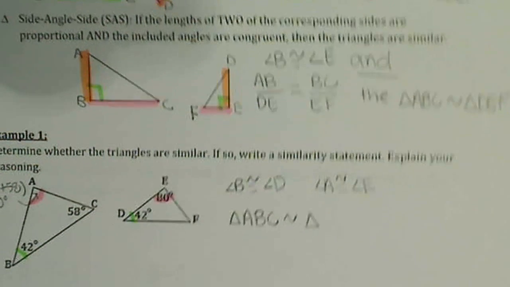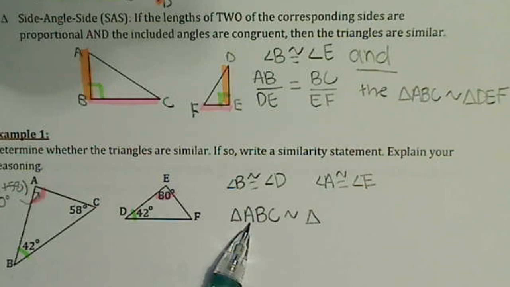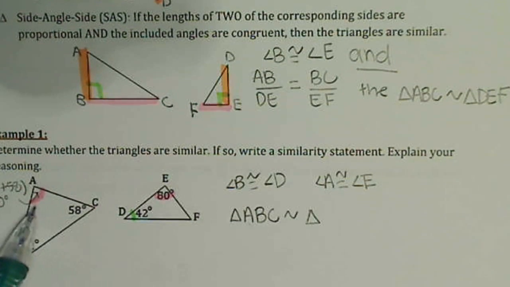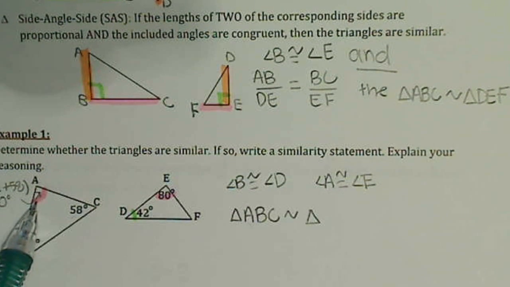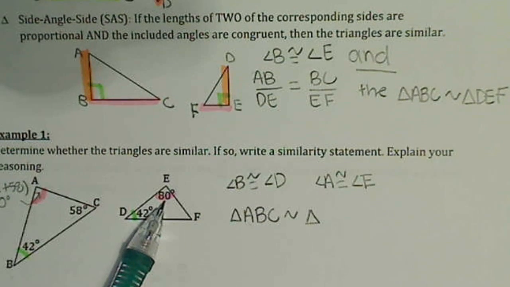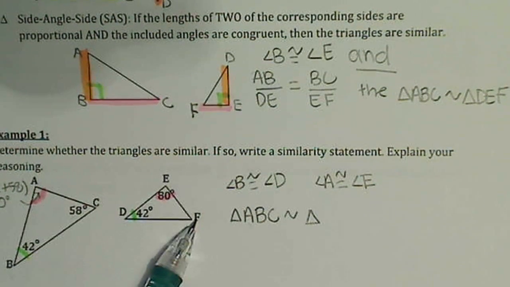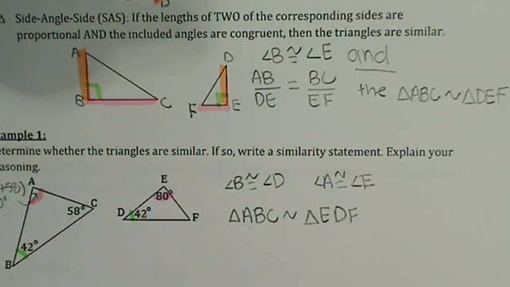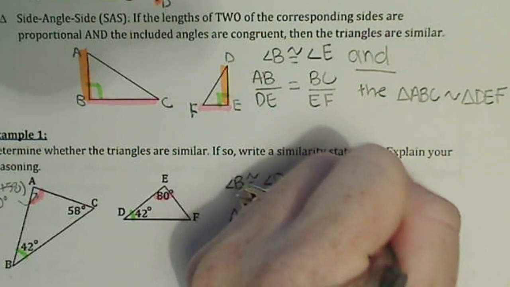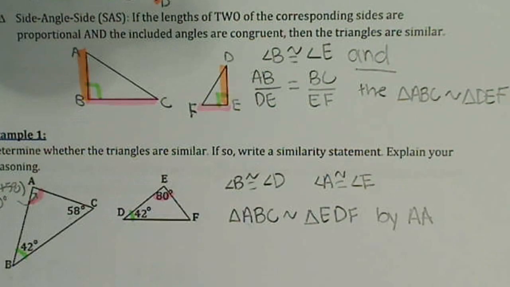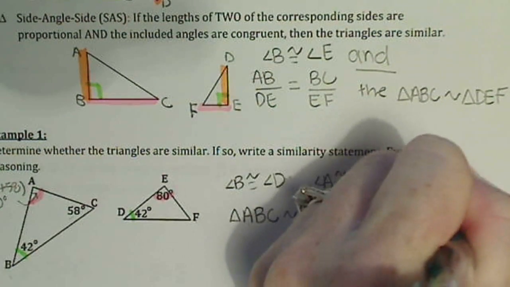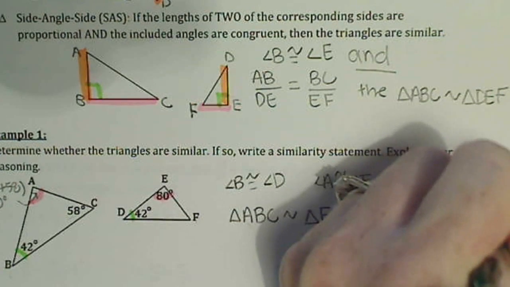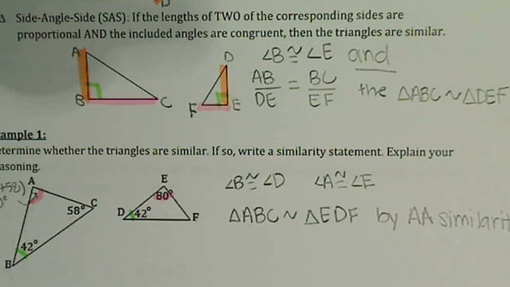Now I may or may not go in order here. This triangle, I started with angle A, the pink angle. The angle that corresponds to that is angle E. So ABC is similar to EDF. The order matters. And it is by AA, angle, angle, similarity. Okay?